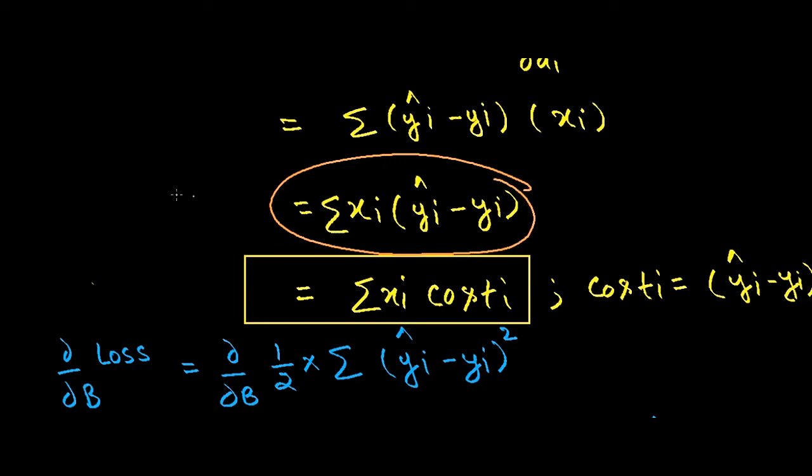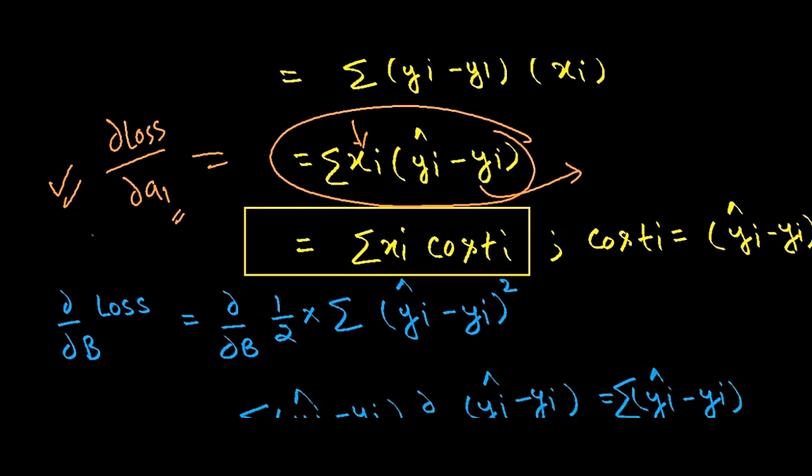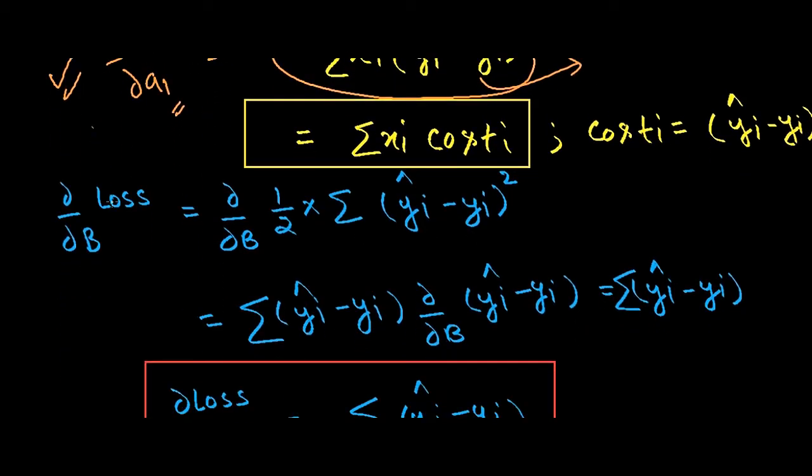Okay, so after calculating the derivative, ∂loss/∂a1 will give us this term. So what is this term? This is nothing but the summation of the product of the independent variable with the cost with respect to that variable. We take the summation of all, and that will give this derivative term with respect to a1. Similarly, we are going to find the derivative of the loss function with respect to the bias term.